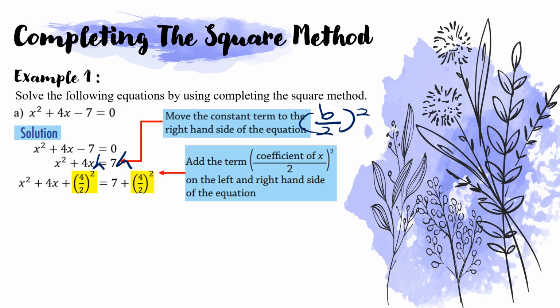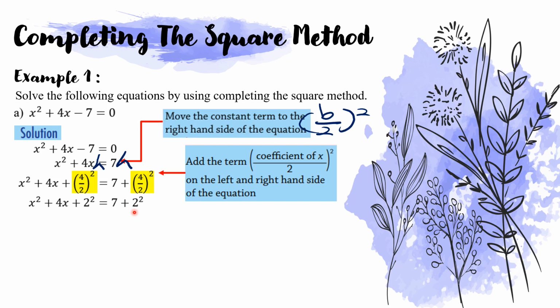The value of b is 4, so 4 divided by 2, to the power of 2 on the left hand side, and also add (4 over 2) to the power of 2 on the right hand side. So solve it, it becomes x squared plus 4x plus 2 to the power of 2. You just solve inside the bracket, so you don't leave the answer as 4. This is easier for you to do the next step. So leave it as 2 to the power of 2, is equal to 7 plus 2 to the power of 2 here.